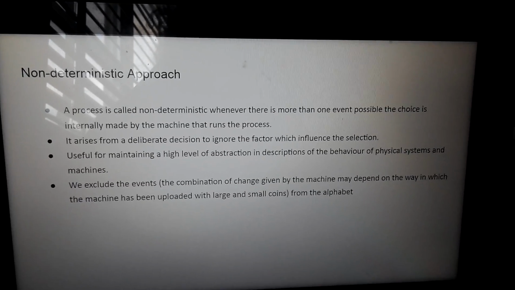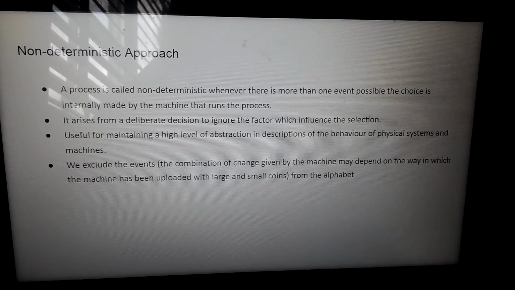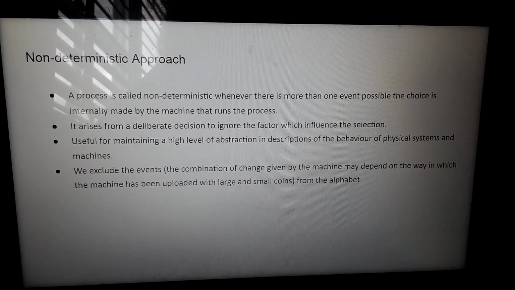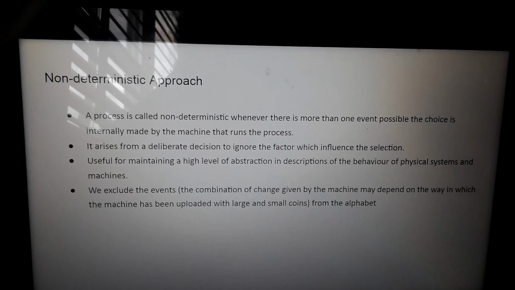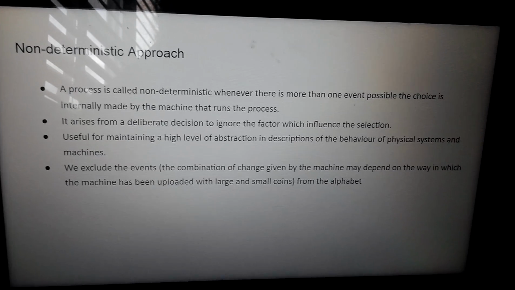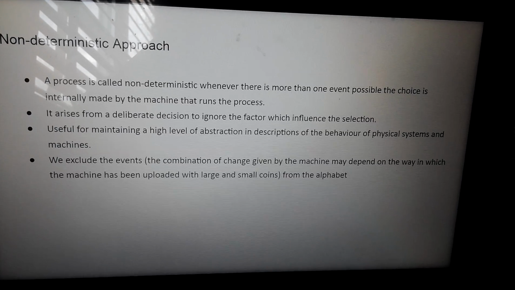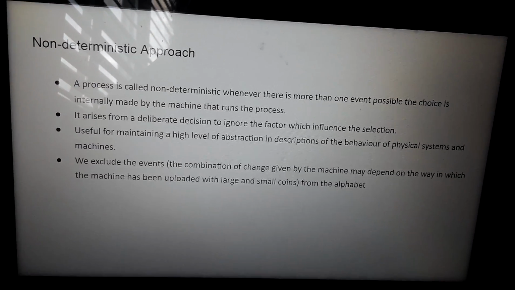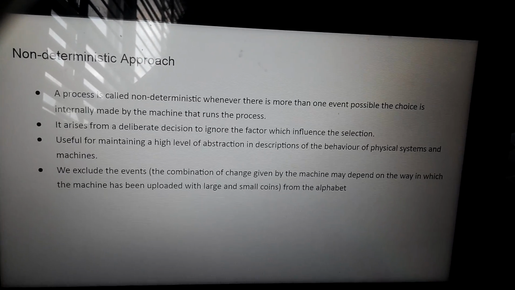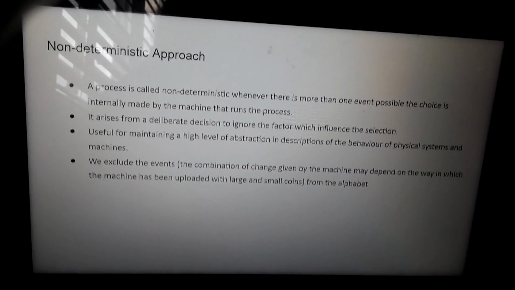Non-deterministic approach. A process is called non-deterministic whenever there is more than one event possible. The choice is internally made by the machine that runs the process. It arises from a deliberate decision to ignore the factor which influenced the selection. It is useful for maintaining a high level of abstraction in descriptions of the behavior of physical systems and machines. We exclude the events. The combination of change given by the machine may depend on the way in which the machine has been loaded with large and small coins from the alphabet.